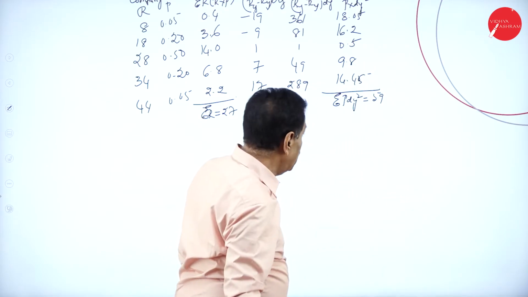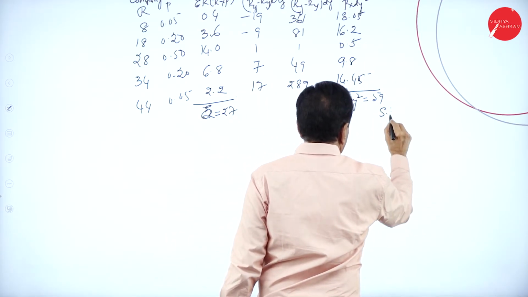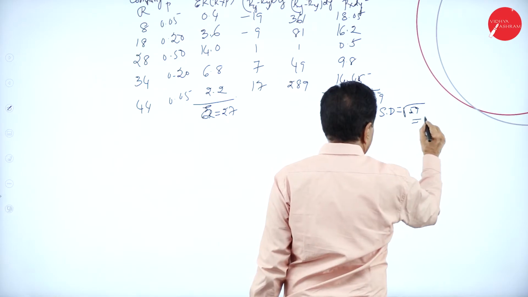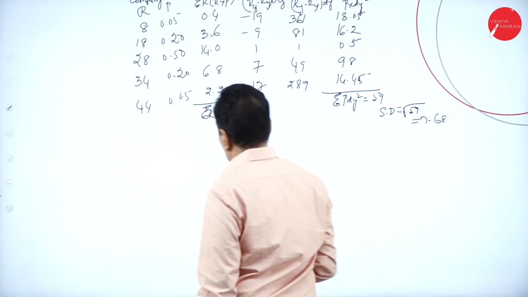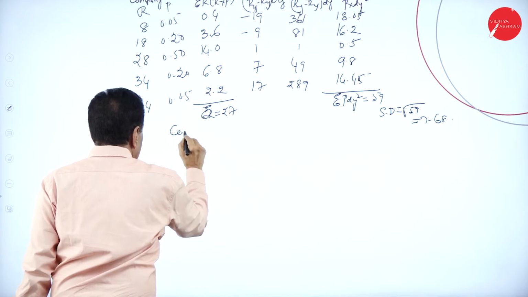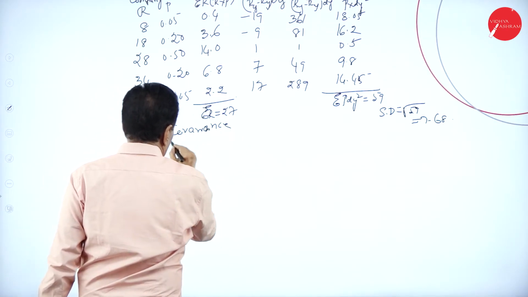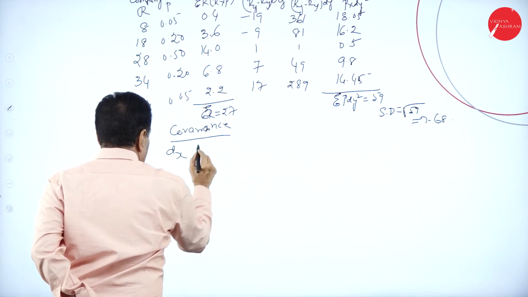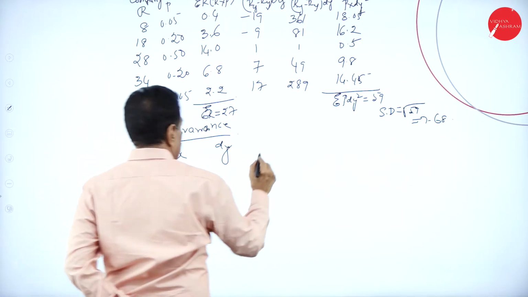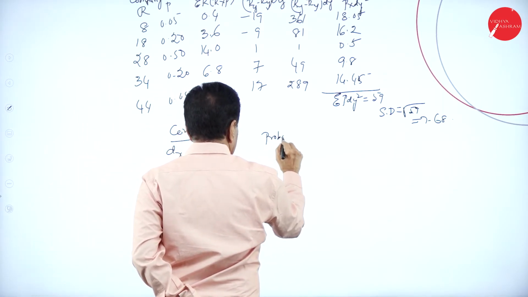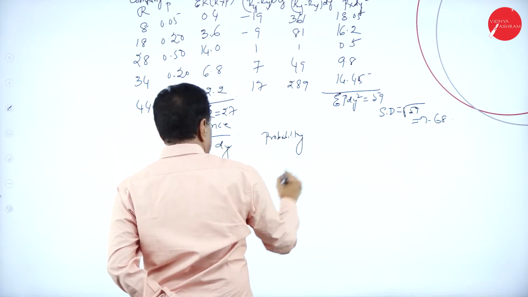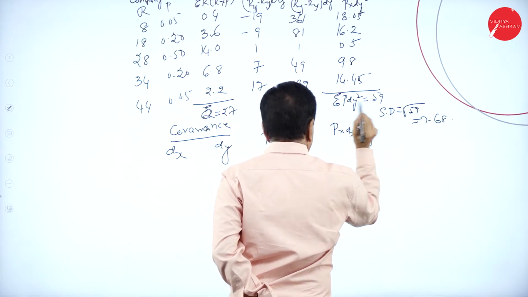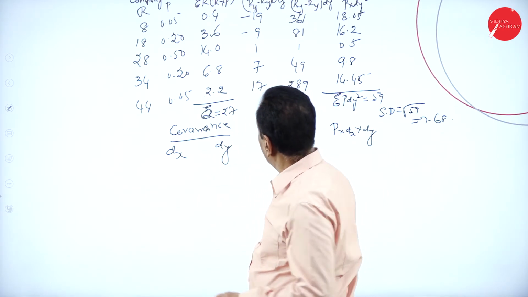59. So standard deviation is equal to root of 59, which is 7.68%. Then covariance: dx, dy, probability, P into dx dy. Come back. What's a dx now?